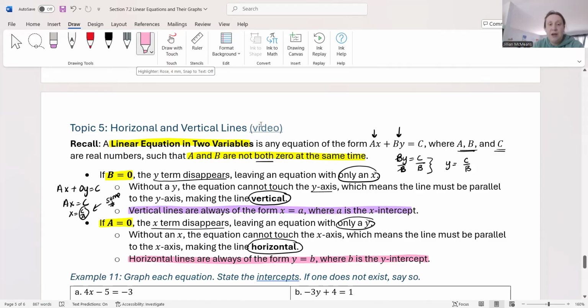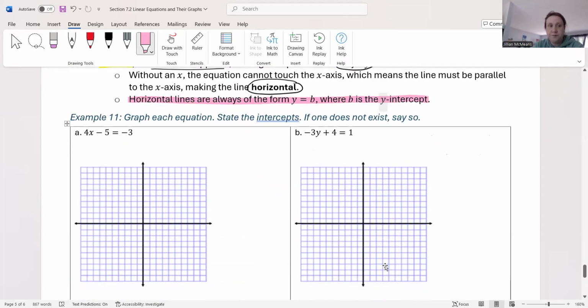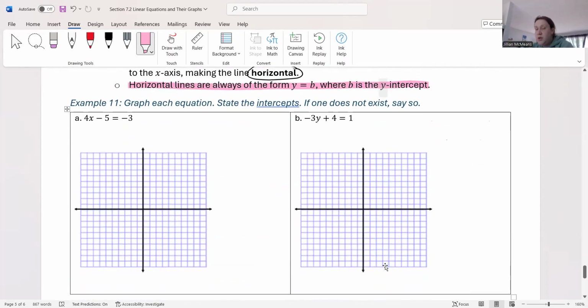Okay, so let's graph each equation, state the intercepts. If one does not exist, say so. Okay, so when you have horizontal and vertical lines, you're going to have an equation that very much looks like an equation in two variables, but one of the variables will be missing. So if we look at part A, we have 4x minus 5 equals negative 3. We clearly have an x, we do not have a y.